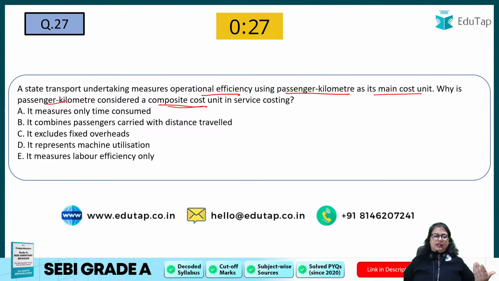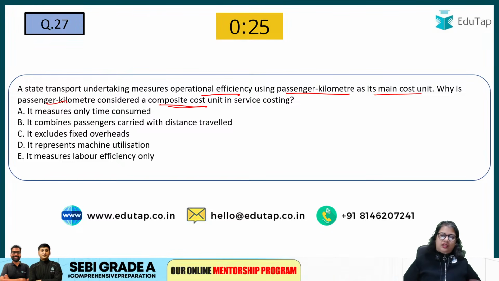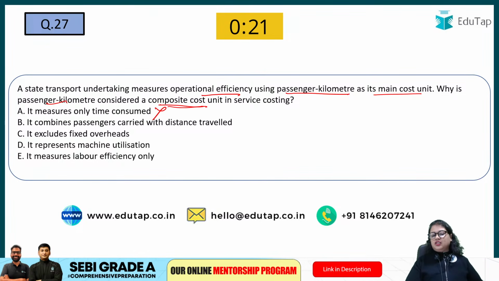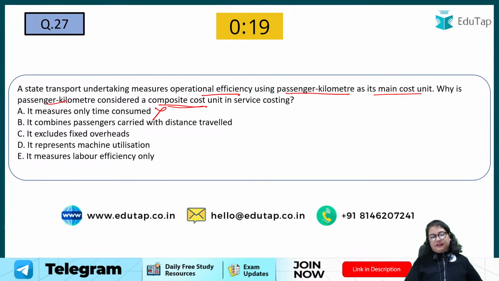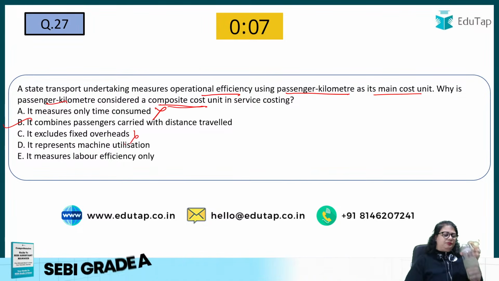So basically it measures only the time consumed. No, here we are not measuring only the time. Then B, it combines the passengers carried with the distance traveled. Yes, so we have combining the two cost units, that is passengers and distance traveled. So the answer is B. Now see, it excludes the fixed overhead. We are not talking about fixed or variable. So this is highly illogical.